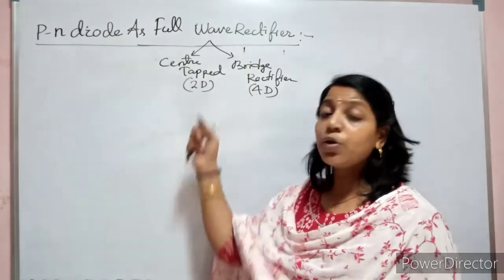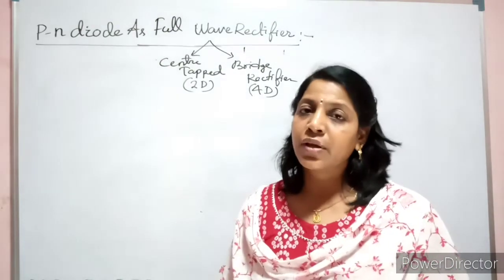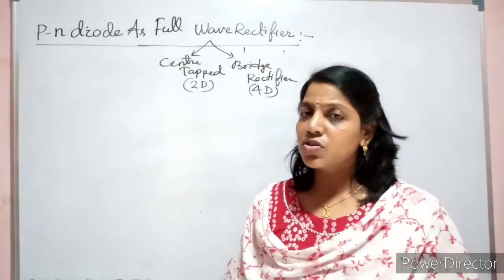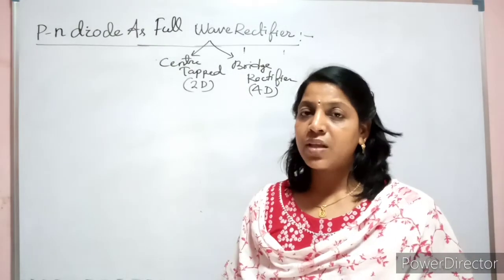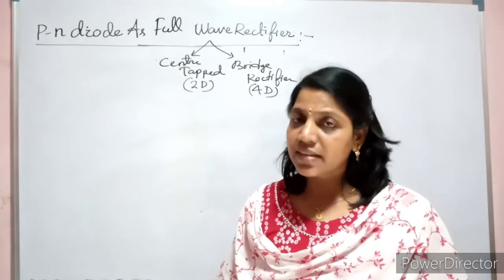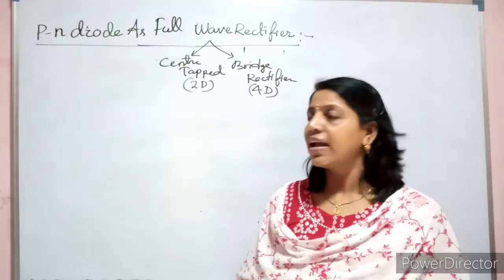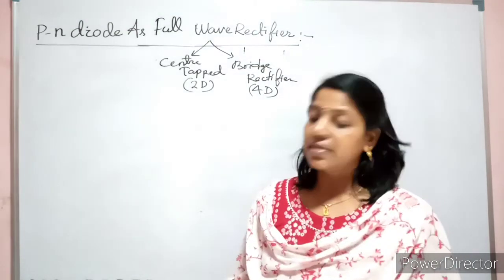Because here it is economical, you are using 2 diodes. There you are using more diodes, which means the cost will be higher. But still it is preferred. There is a certain advantage behind it. That's why it is preferred. What are those advantages? We will see later. Now let us see the center tap rectifier.